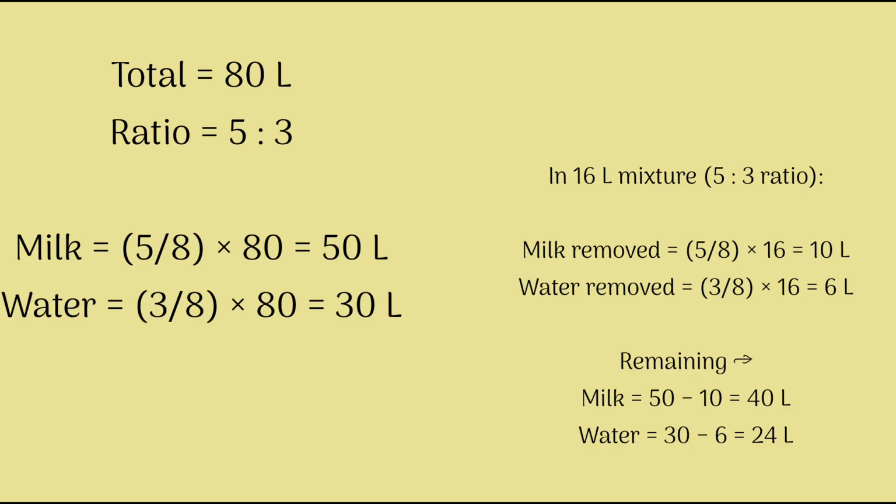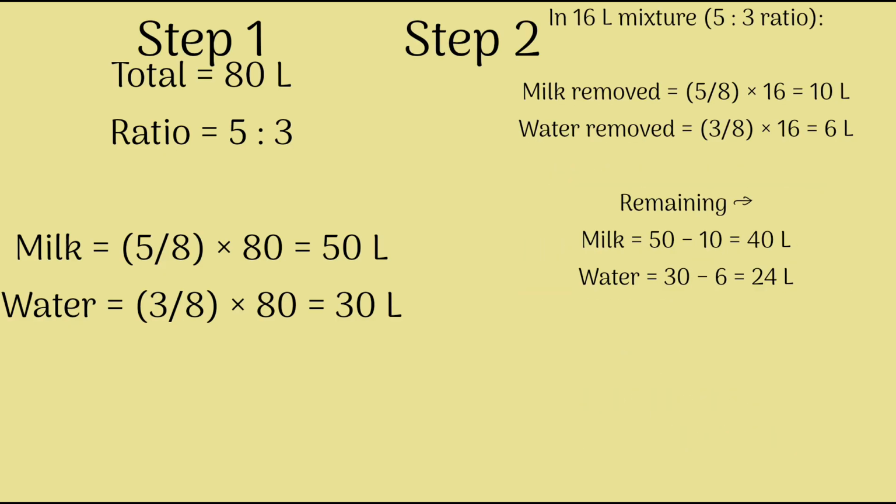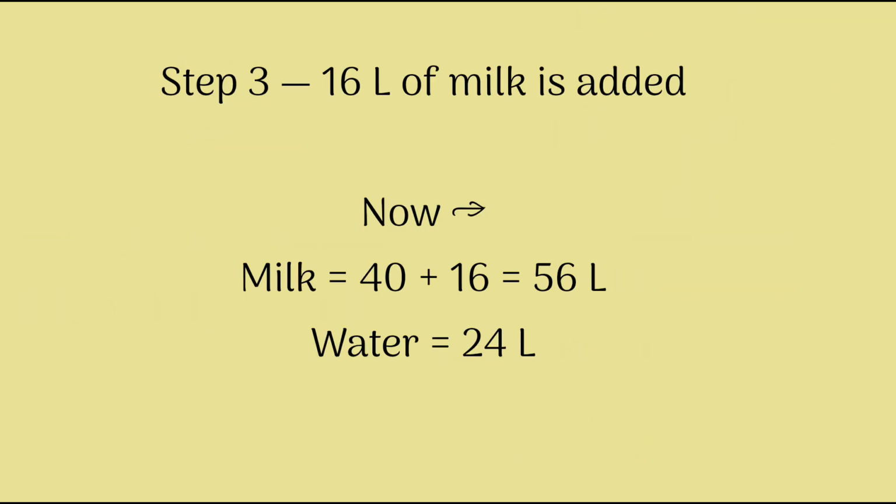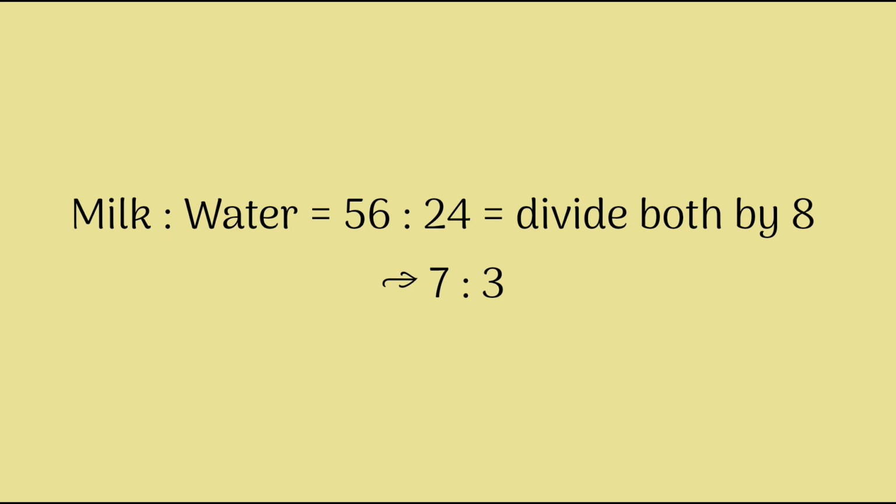After that, we add 16 liters of milk. Now the milk is 40 plus 16, which comes out to be 56 liters. The water remains 24 liters, because we have added only milk. So the final ratio of milk and water is 56:24. We divide both by 8, so we get 7:3. So the correct answer is 7:3, that is option C.